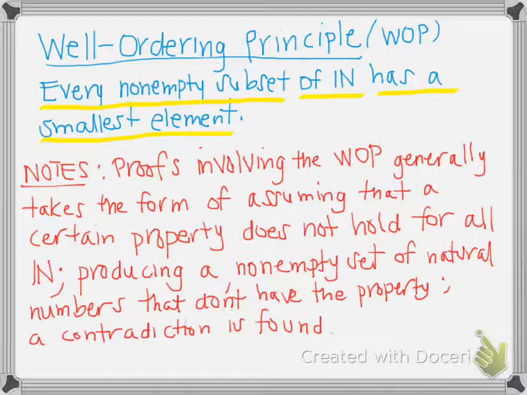Okay, so just a note, proofs involving the well ordering principle, WOP, generally take this form. The first thing you usually do is assume that a certain property does not hold for the naturals. From that, you can produce a non-empty set of natural numbers that don't have that property, and then a contradiction is usually found. So that's generally how it goes. We're going to use the well ordering principle in an example that I'm going to do, but that's the gist of it.